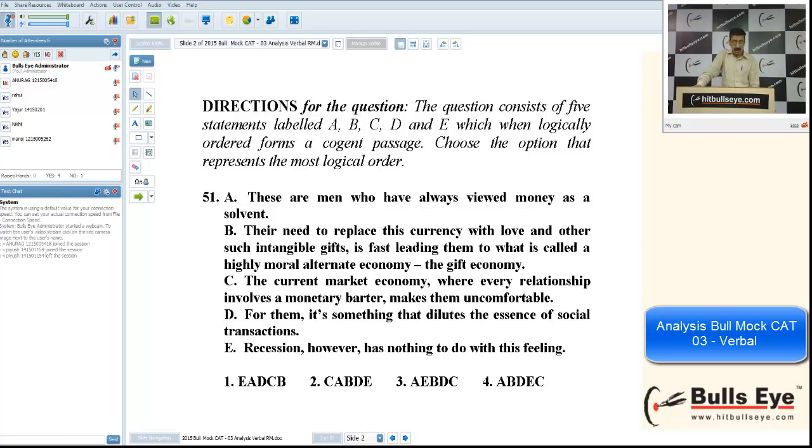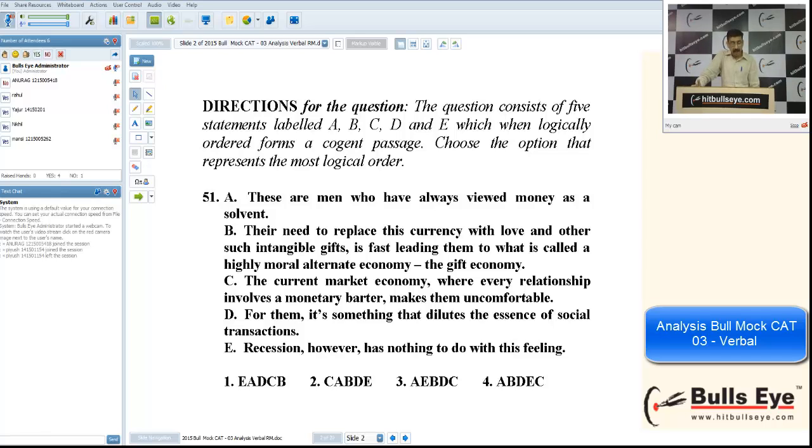Now what E says is that recession has nothing to do with this kind of feeling. And what is this feeling? These are the men who always viewed money as solvent. Now solvent, what is this feeling? They consider this money as solvent. Solvent means not at all important in this particular respect. And it has been further described in D.